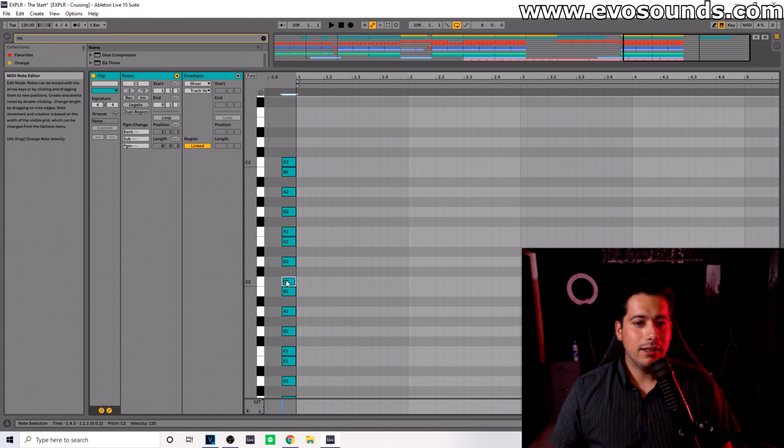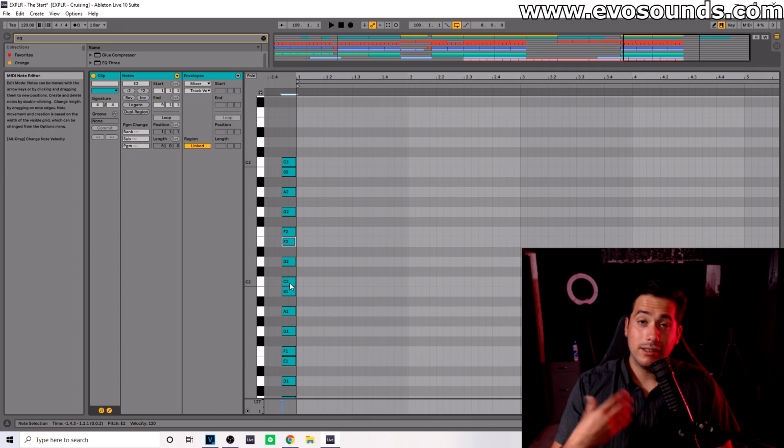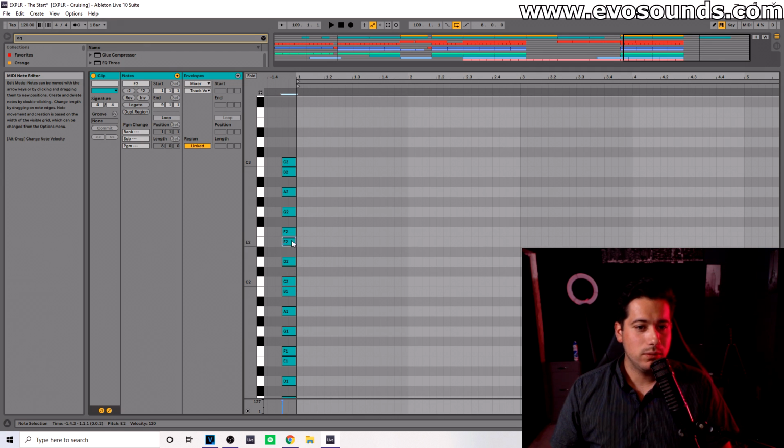Now, the mediant is going to be the third chord, so usually just 1, 2, 3. And the submediant is going to be the 6th chord, so 1, 2, 3, 4, 5, 6. So it's going to be that A, right? So here we have C, A, and the E.